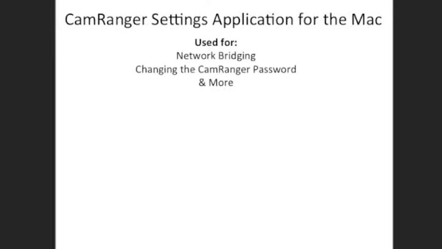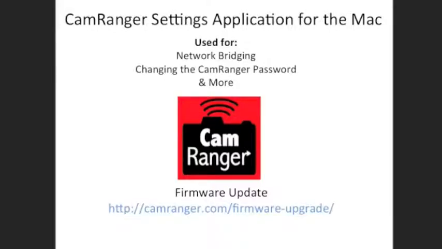The CamRanger Settings application is used on a Mac computer to configure network bridging between the CamRanger and an existing network, to change the CamRanger password and other network settings, which will be discussed in this video. Before using the app, make sure your CamRanger has firmware version 6 or newer. This upgrade can be found on our firmware upgrade page on our website.